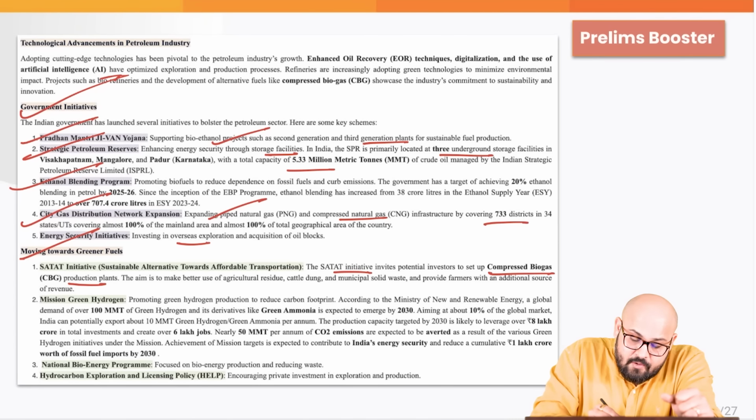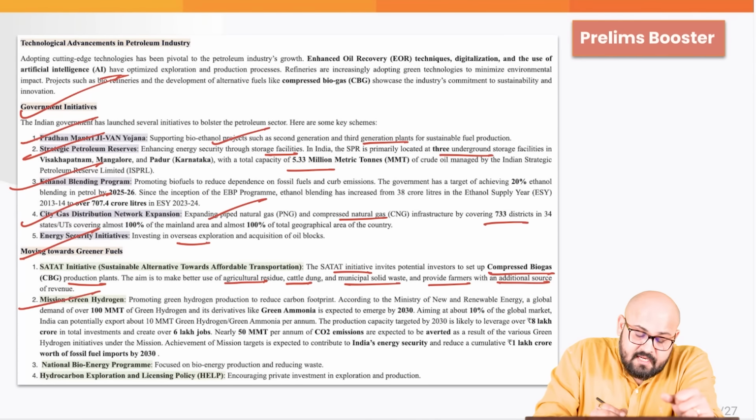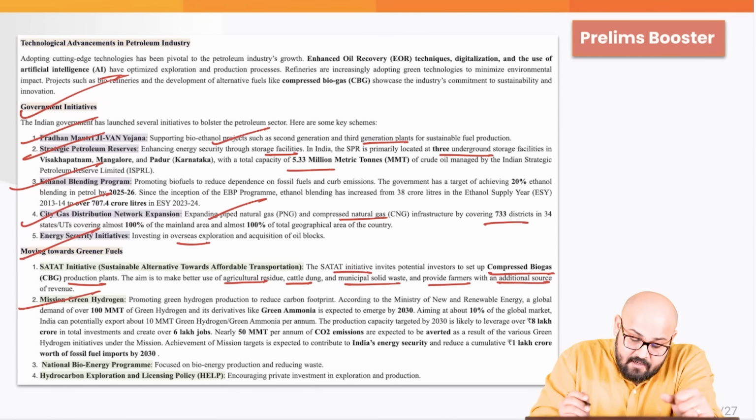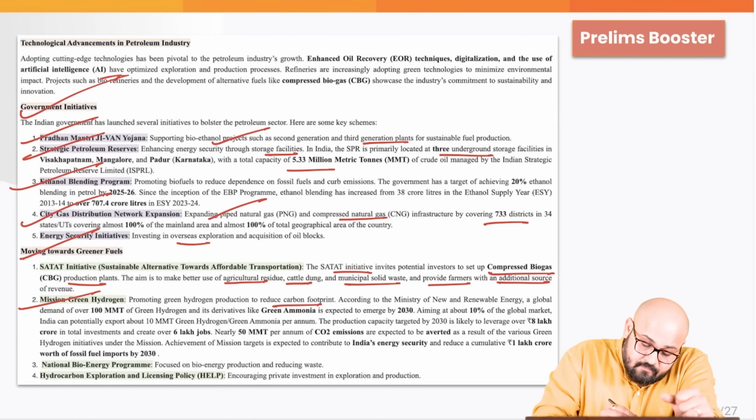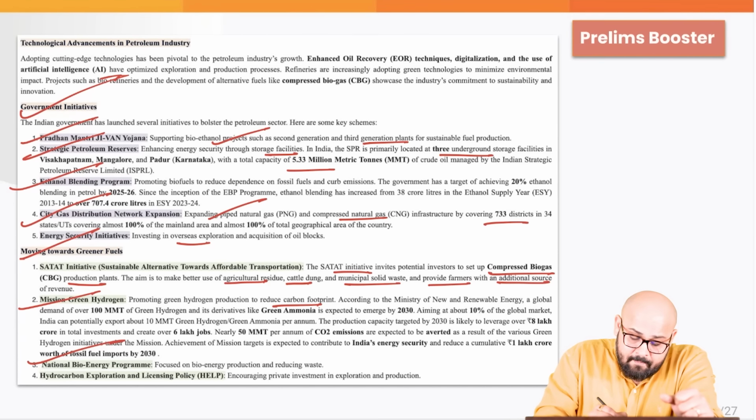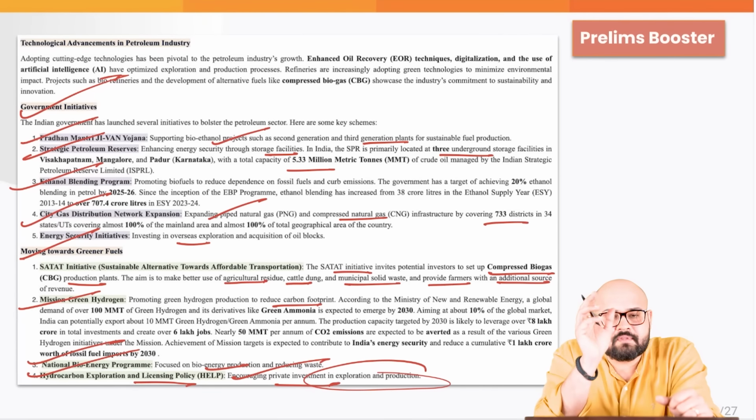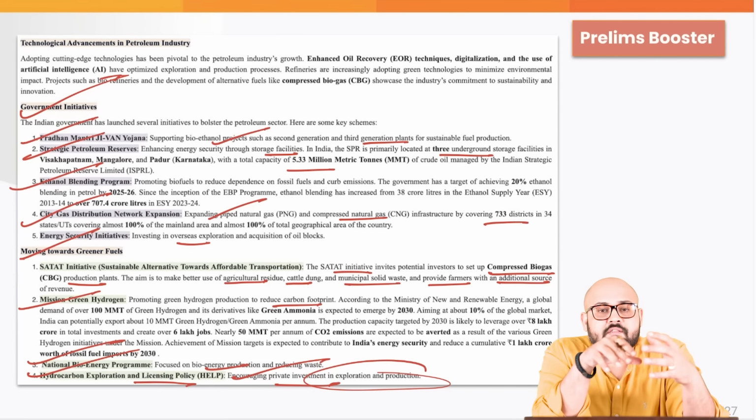This aims to make better use of agriculture residue, cattle dung, municipal solid waste and provide farmers with an additional source of income. Mission Green Hydrogen, we all know that we have been focusing on green hydrogen, promoting green hydrogen production to reduce the carbon footprint. Then National Bioenergy Program, focus upon the bioenergy production and reducing waste. Hydrocarbon exploration and licensing policy, help with respect to the exploration aspect, encouraging the private investment in exploration and production of these hydrocarbons. So this is what you have to understand.